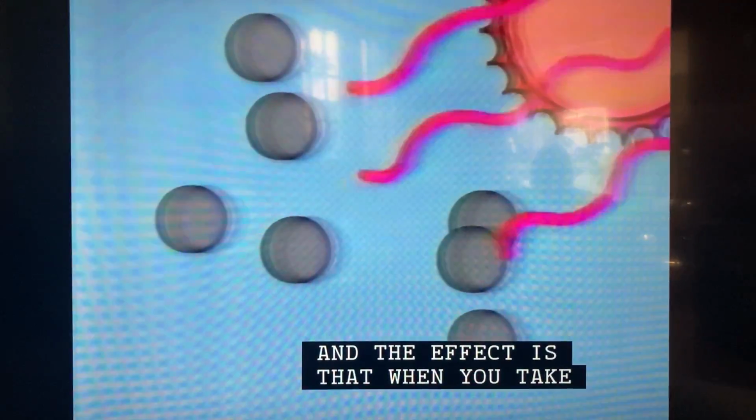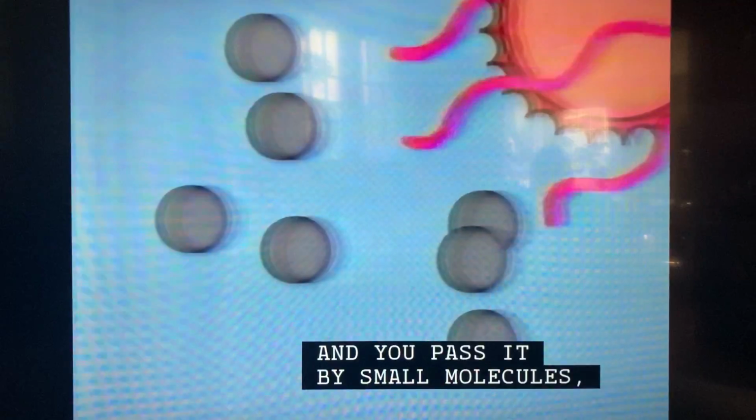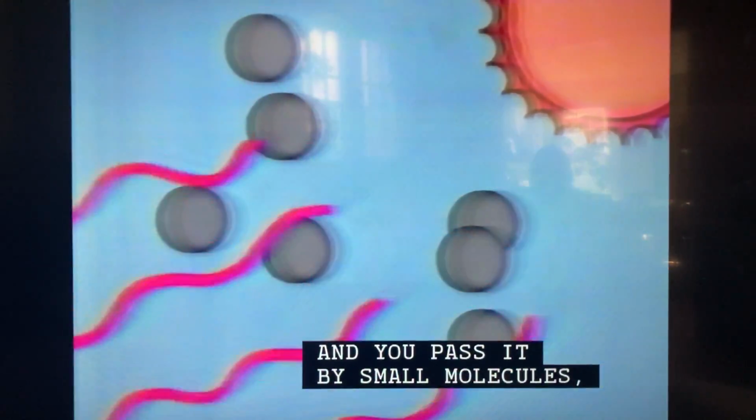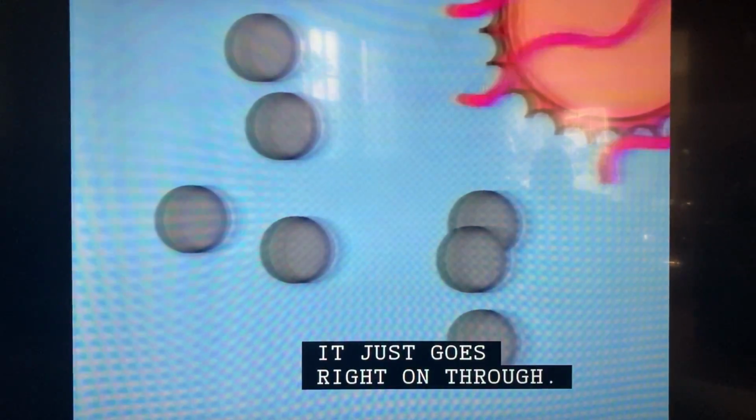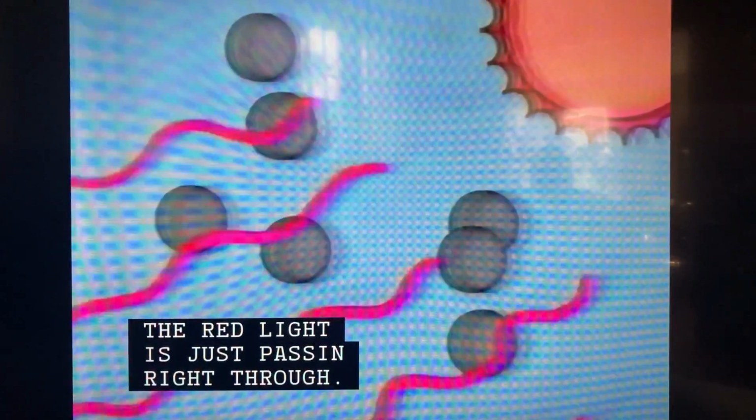And the effect is that when you take a long wavelength wave, like the red light, and you pass it by small molecules, it just goes right on through. No real effect. Small molecules have no real effect on the red light. It's just passing right through.